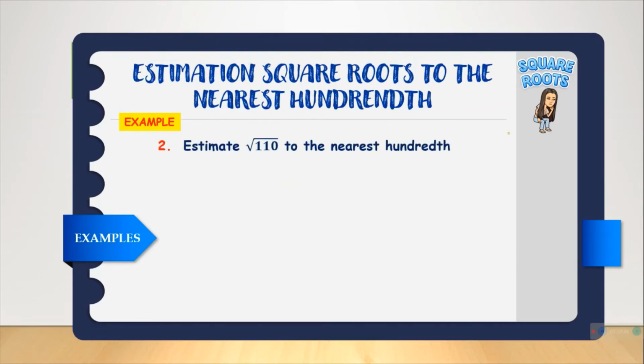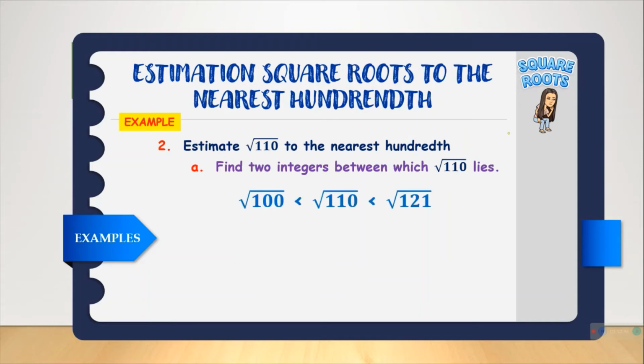Next, estimate square root of 110 to the nearest hundredths. So una, gagawin natin, ano ba yung two consecutive integers na nasa gitna si 110. So ibig sabihin, si 100 at saka si 121. Okay, saan na naman galing yung 100 na yan? Kasi square root of 100 is 10. Tapos square root of 121 is 11. Pag sinabi kasi yung consecutive, magkasunod. So si 10, tapos 11.